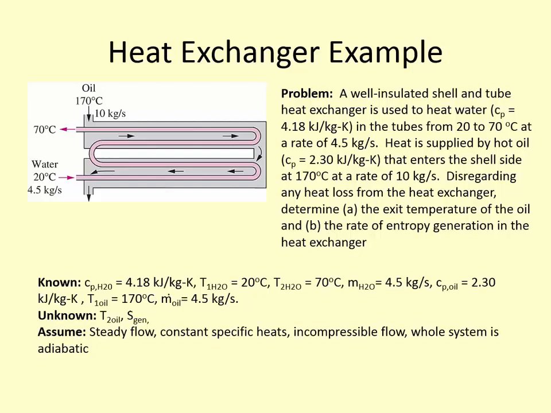Heat is supplied by hot oil, C sub P given, that enters the shell side at 170 Celsius at a rate of 10 kilograms per second. Disregarding any heat loss from the heat exchanger, so assuming the whole thing is adiabatic, we need to determine the exit temperature of the oil and the rate of entropy generation in the heat exchanger. Okay, so all of our information is given for the water. We have a temperature in, temperature out, flow rate, and C sub P. But for the oil, we only have temperature in, C sub P, and the mass flow rate. We don't have a temperature out. We need to solve for it, and then also solve for the rate of entropy generation.